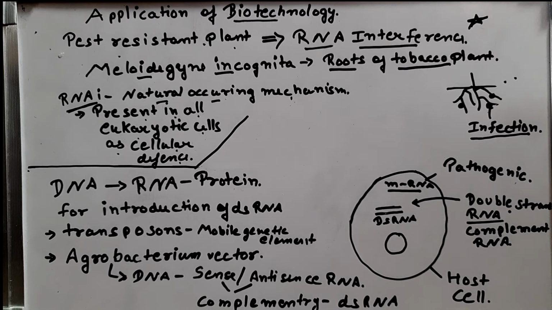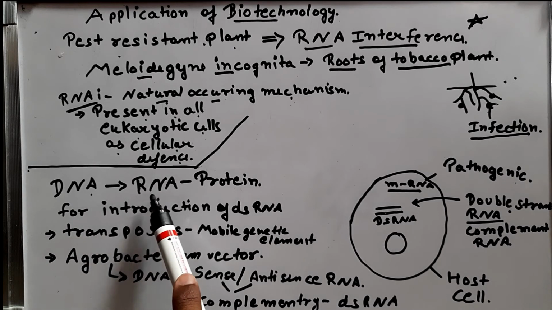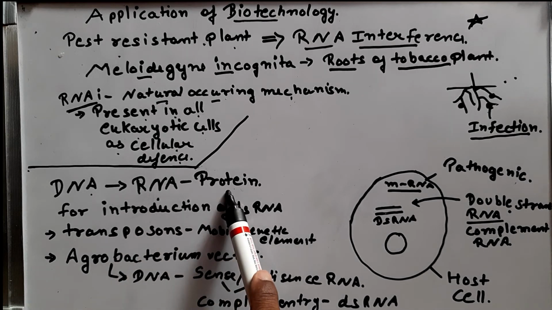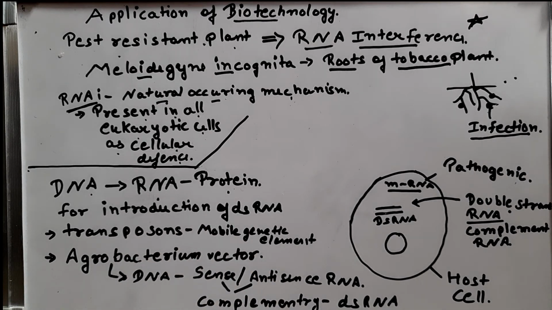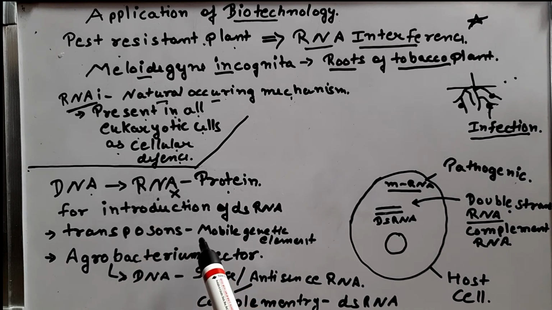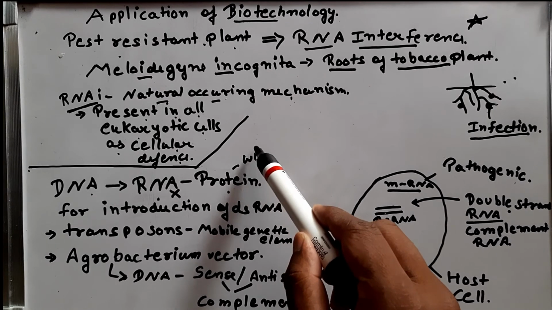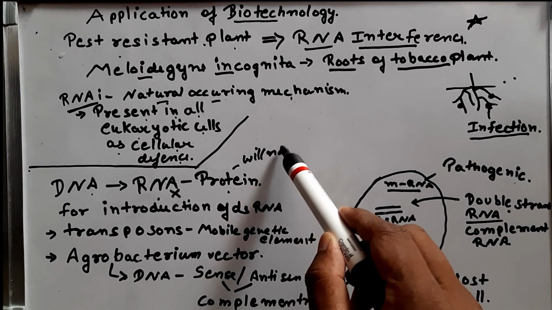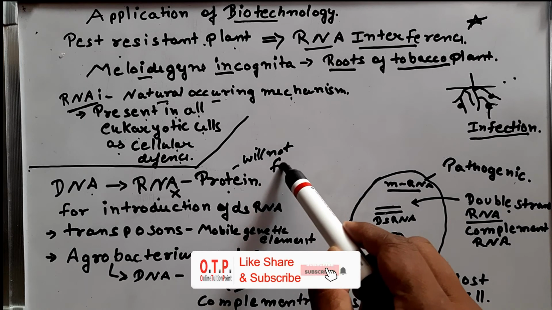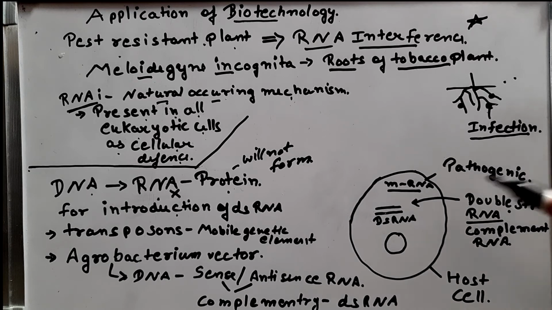Now according to the central dogma, DNA forms RNA and RNA forms protein. This protein is the main cause of the pathogen's effect. But if we stop the translation of the RNA to protein, then we can prevent the infection by the pathogen. So we have to silence this mRNA so that it does not produce the protein, and the protein will not be formed. We can understand this from the diagram on the right side.